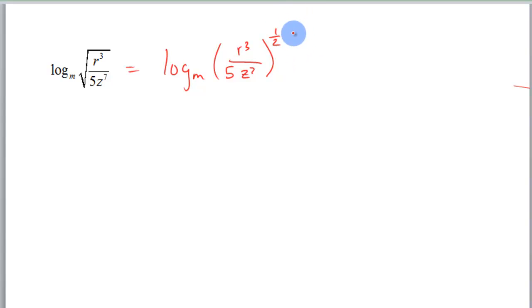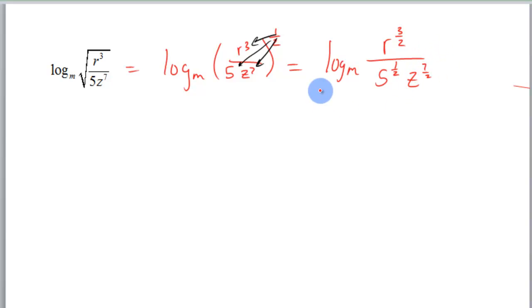Now notice that 1/2 power is on the outside. There are two things you could do with it. You could use the power rule right away, bring it out front, and then split this stuff up, keeping in mind that the 1/2 multiplies all of the log. Or you can bring the 1/2 into each of these. I tend to do that. So I'm going to send the 1/2 in as an exponent rule, the distribution portion. So I go log base m of r to the 3 times 1/2, or 3/2, 5 to the 1/2, z to the 7/2, and then I split it up.